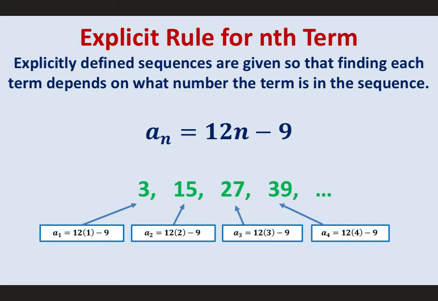So you can have the same sequence defined both explicitly and recursively. That is a thing, but they're just different ways of describing the same thing. So for the first term, we say 1 times 12 is 12, minus 9 is 3. 2 times 12 is 24, minus 9 is 15. 3 times 12 is 36, minus 9 is 27. 4 times 12 is 48, minus 9 is 39. So you're just saying, whatever the term number, the 11th term, 12 times 11, minus 9. Okay, so you're just plugging in whatever the subscript is into the formula that is given.